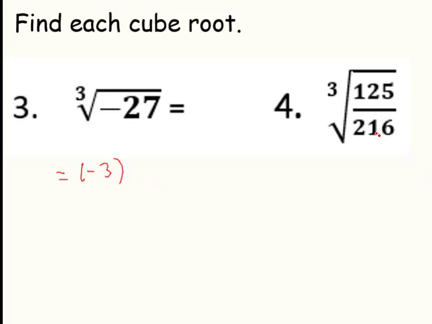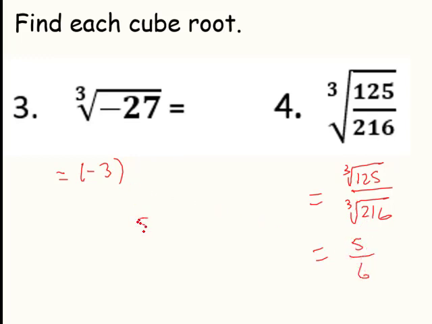And in this case, the cube root, we would separate it as a cube root of 125. Don't forget your index. And then the cube root of 216. So the cube root of 125 is 5, and the cube root of 216 is 6.